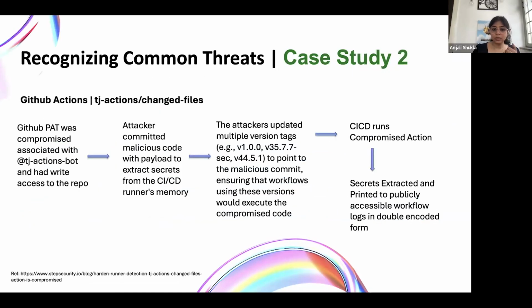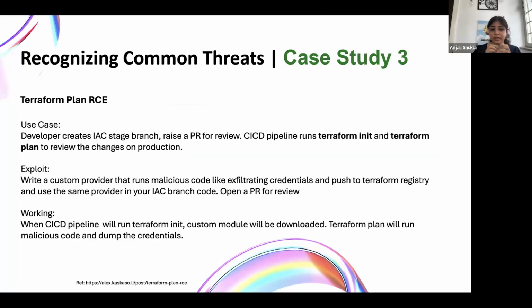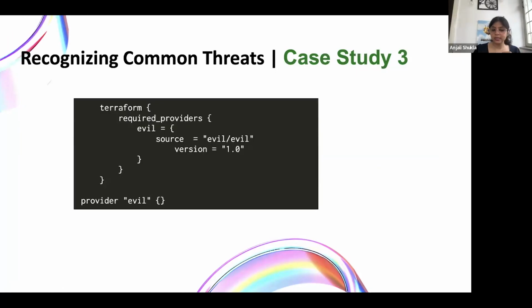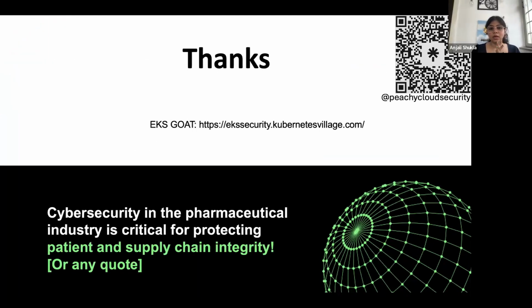For GitHub, though GitHub has already fixed it just after this was discovered, from your side also you can restrict the PAT token permissions and you can use the SHA or the commit ID instead of directly using the version tags. And for Terraform plan, we can provide a list of certain plugin directories that we can use. I think that's it from my side.